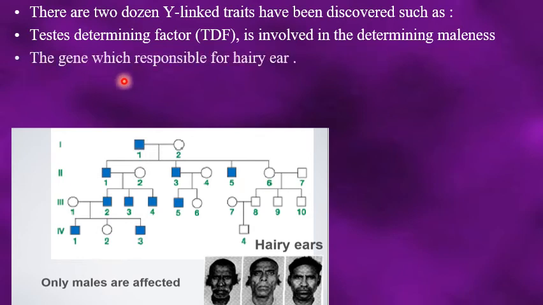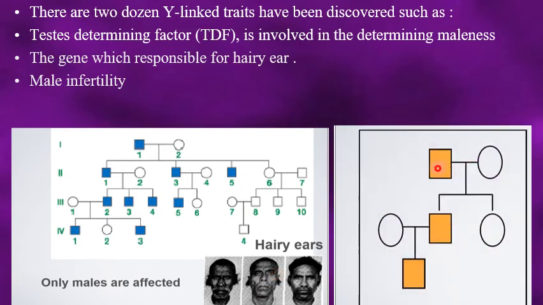The gene which is responsible for hairy ears is also transmitted from the parent to son only. And male infertility is also transmitted on the Y chromosome from the parent to all of the sons in every generation.